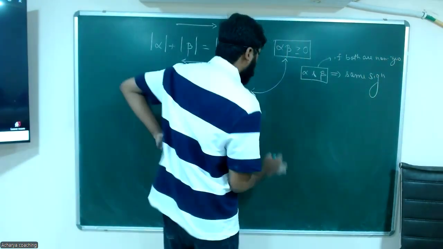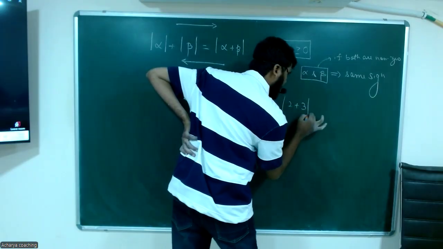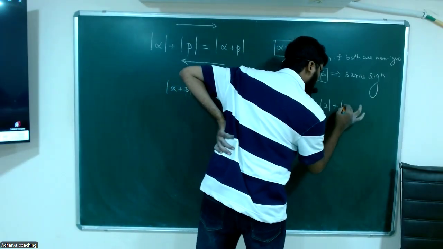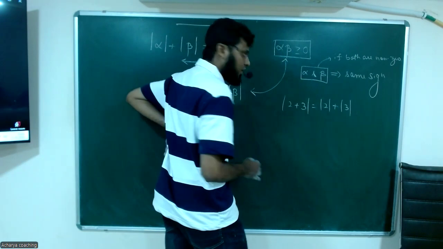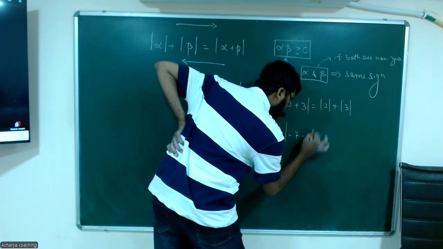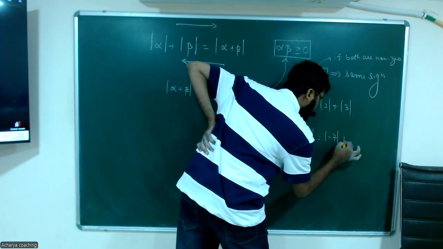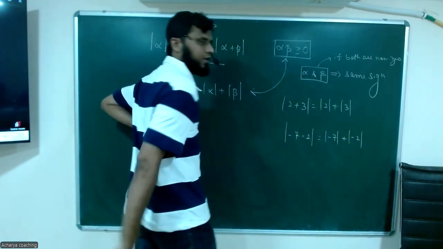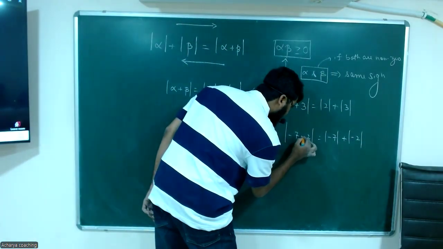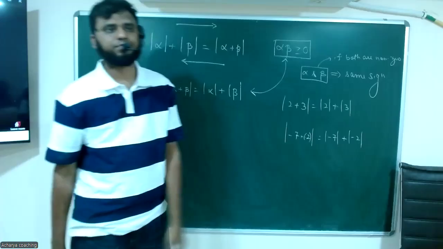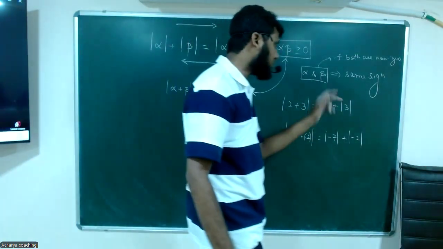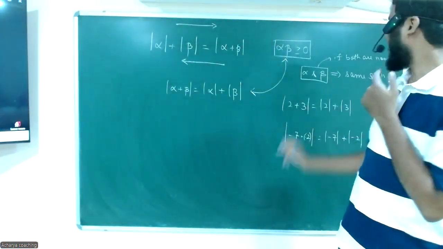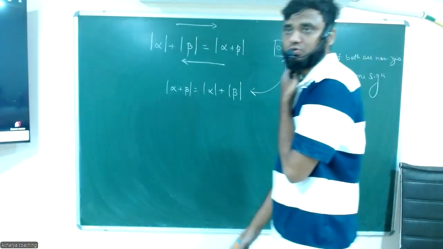For example, modulus of 2 plus 3 is the same as modulus of 2 plus modulus of 3. Modulus of minus 7 minus 2 is the same as modulus of minus 7 plus modulus of minus 2. Clear? So here both are positive, here both are negative. So alpha into beta should be greater than or equal to 0.